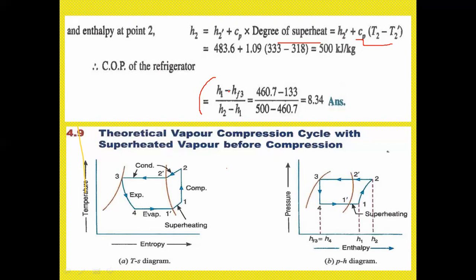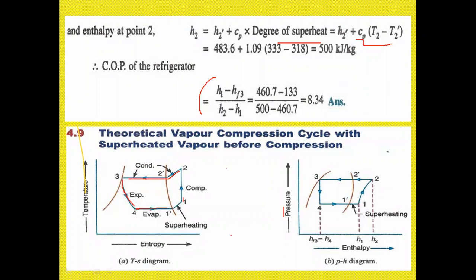Okay, now see the graph of temperature. So 1 to 2 is compression, 2 to 2 dash and 2 dash to 3 is condensation, 3 to 4 is expansion, and 4 to 1 dash is evaporation. That is for the temperature and entropy process. Next, pressure and enthalpy.